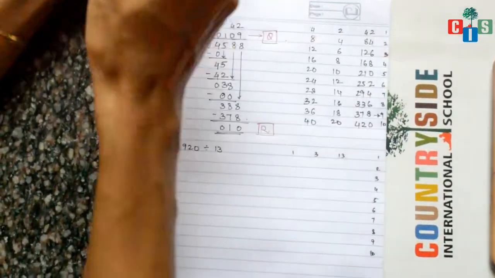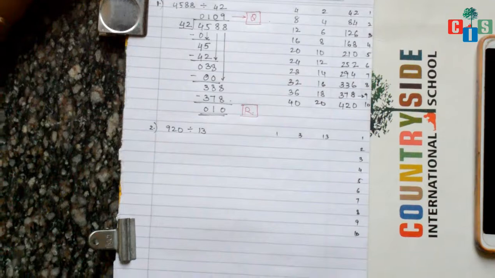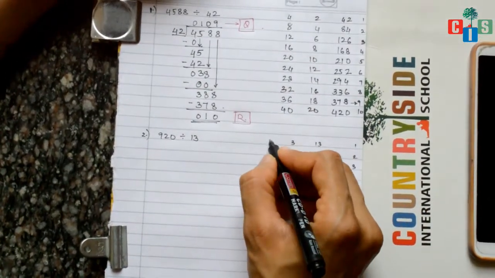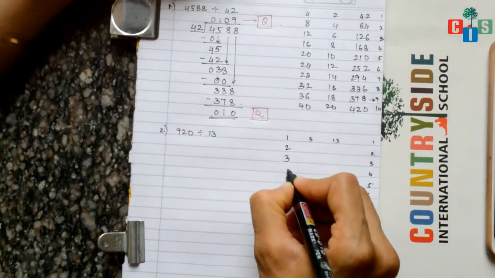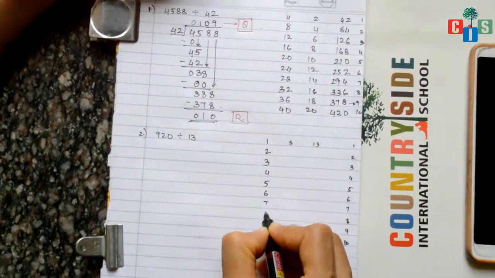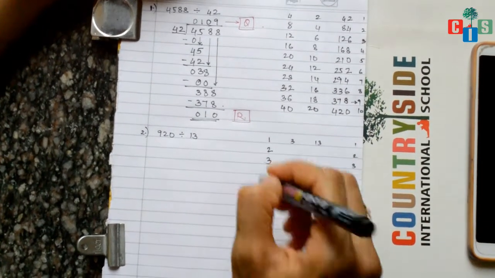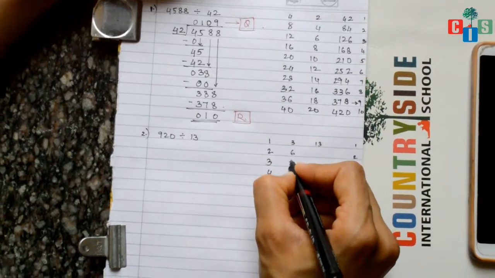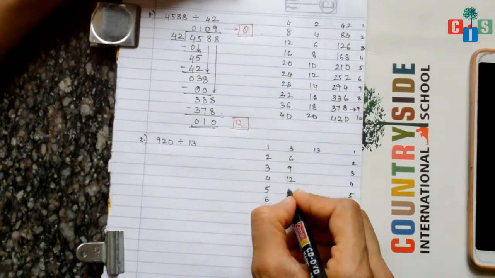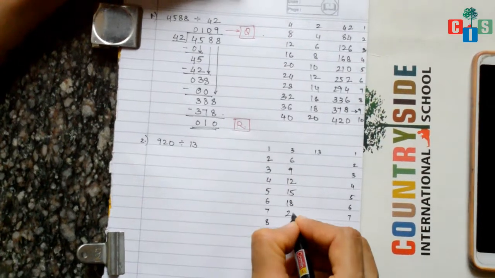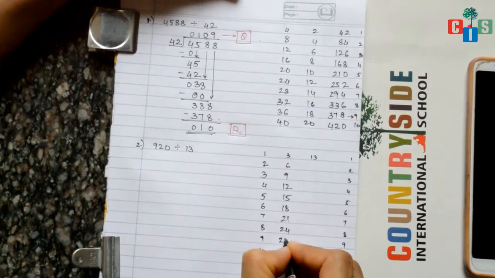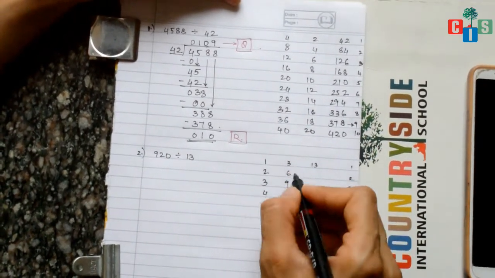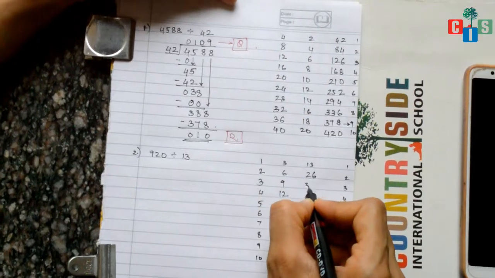Fine. Now moving on to the next sum. It is 920 divided by 13. For the table of 13 we will use the table of 1 and 3. 1 ones are 1, 1 twos are 2, 3, 4, 5, 6, 7, 8, 9, 10. The ones table is easy. The table of 3: 3 ones are 3, 3 twos are 6, 3 threes are 9, 3 fours are 12, 3 fives are 15, 3 sixes are 18, 3 sevens are 21, 3 eights are 24, 3 nines are 27, 3 tens are 30. Fine. So the 13 table: 13, 26, 39.